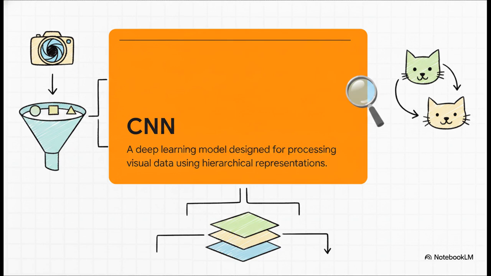A convolutional neural network, or CNN, is basically deep learning's premier tool for visual data. It's a specialized algorithm built entirely from the ground up just to handle images. And the crucial takeaway here is that it doesn't just memorize a picture, it actively learns hierarchical representations to extract the features that actually matter.